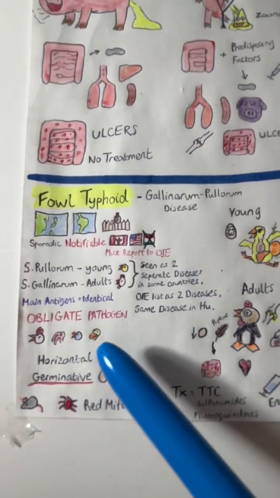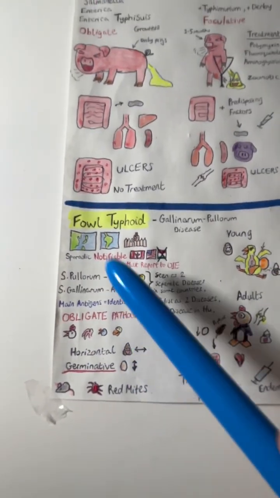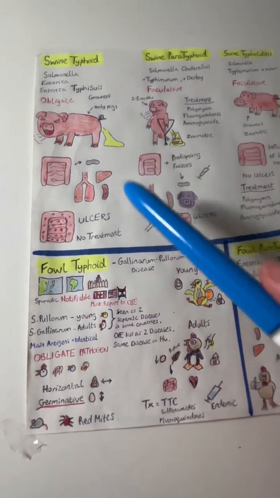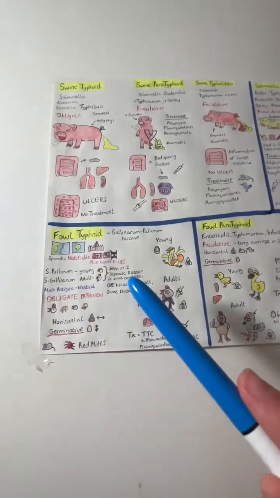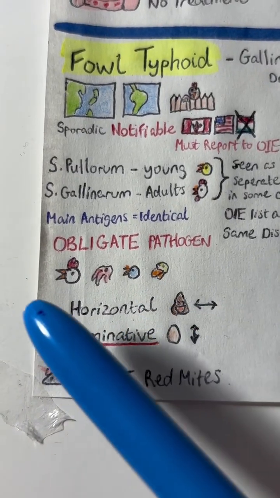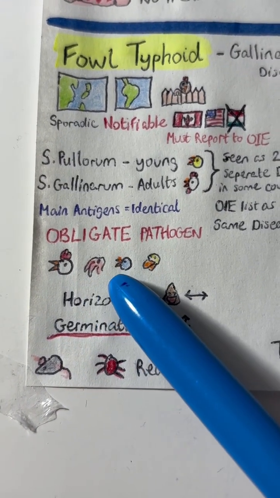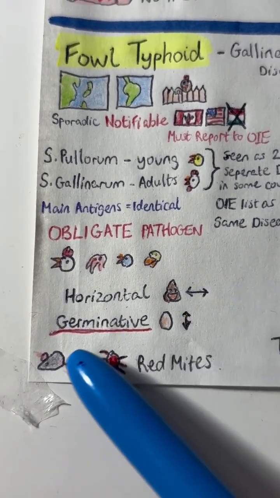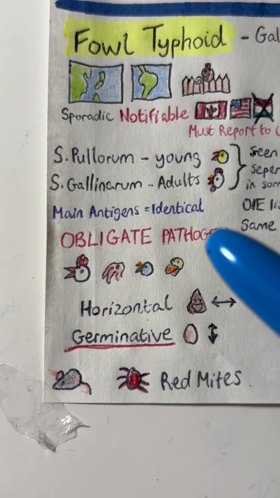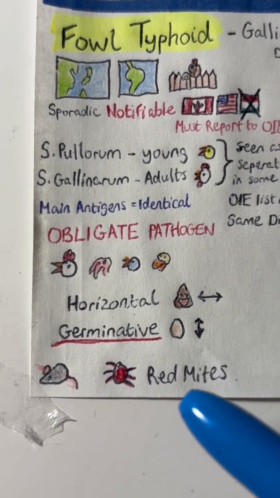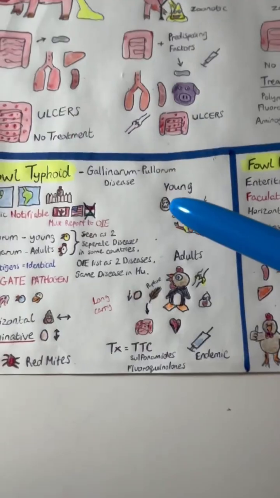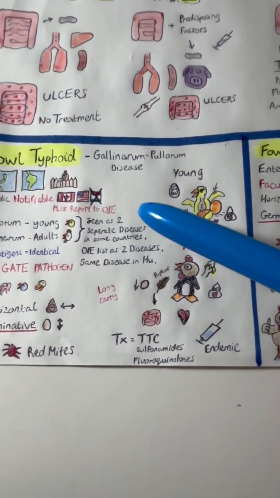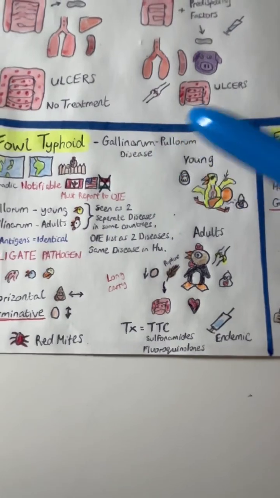It's an obligate pathogen. Just for reference, fowl typhoid and swine typhoid are the only Salmonella diseases with obligate pathogens. The rest are all facultative. The susceptible animals are poultry, turkeys, wild birds, and ducks. It can spread horizontally and is also a germinative infection. Rodents, wild birds, as well as red mites contribute to the horizontal spread. The bacteria enters the body through the oral nasal route and then it spreads to the intestines. And then septicemia will spread the bacteria all over the body.